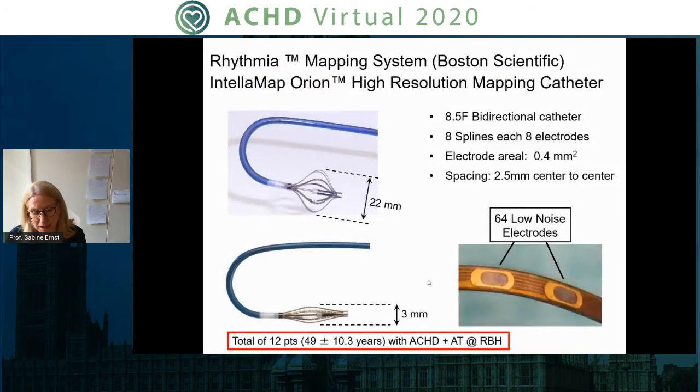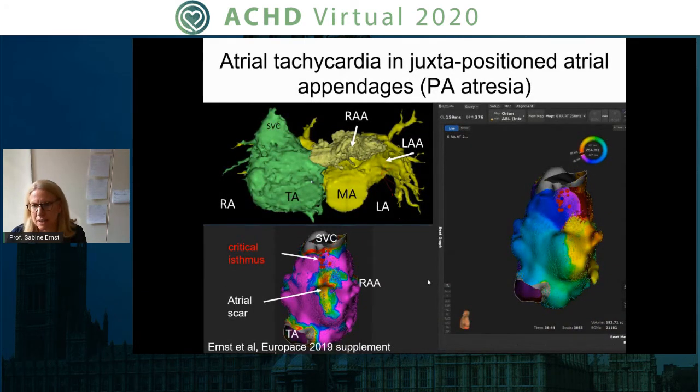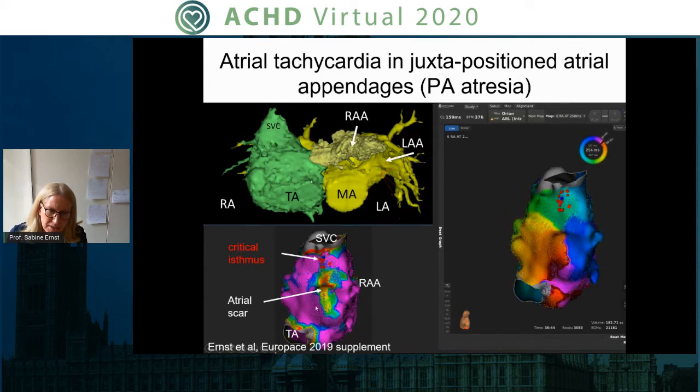Now, I showed you that we have these sequential mapping systems. We used to use a single catheter moving around. By now, we have high resolution mapping. There are little baskets that have tiny electrodes, 64 in this case. This is the Rhythmia system, and that allows us to collect so many more points, and we have a higher resolution. You can see here an example of a right atrium of a patient with juxtaposed appendages, and you can see beautifully on the video on the right how the reentry goes around this little scar, and we only have to connect here. You can see on the scar map, this is the size of the scar, and then you just have to connect this critical isthmus, block this channel, and that works.